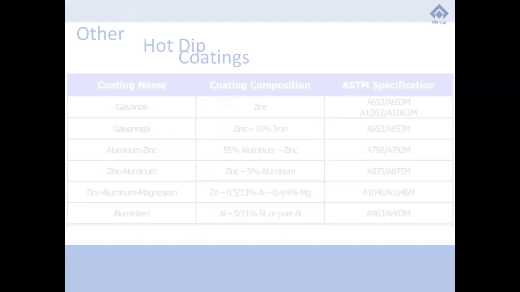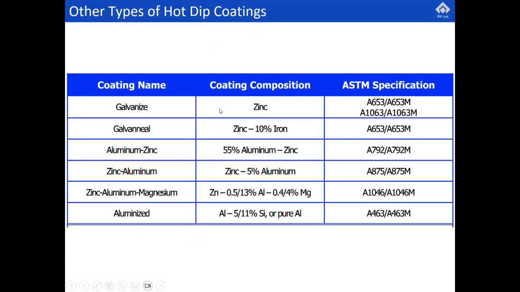Other hot dip coatings I will not be covering in detail, but the galvanized coating is only zinc. The ASTM specifications are given here. In galvannealed, it is 10% iron. Aluminium-zinc is 55% aluminium and the rest zinc. This is commercially sold as Galvalume. Zinc with 5% aluminium, zinc-aluminium, is commercially sold as Galfan.